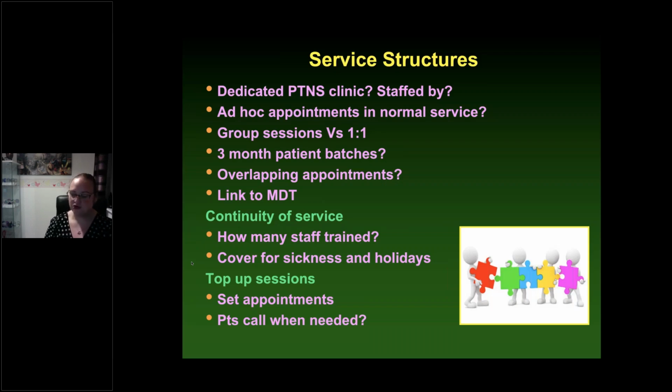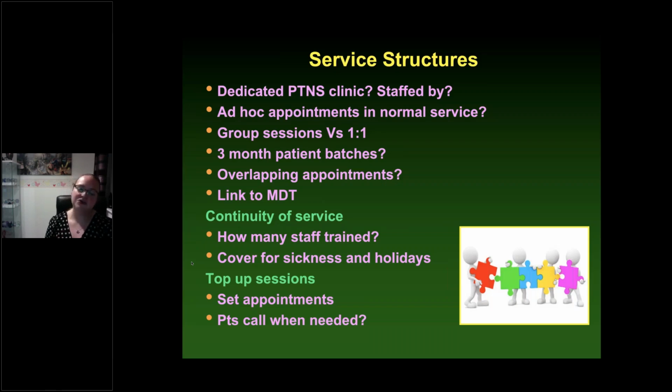But you must make sure that you have appropriate access to an MDT. We know, particularly in the UK, the recommendation set by NICE is that any patient having tibial nerve stimulation has to have been assessed and discussed at a multidisciplinary team meeting prior to starting therapy. From a continuity of service, you can't just have one person that can perform that therapy.